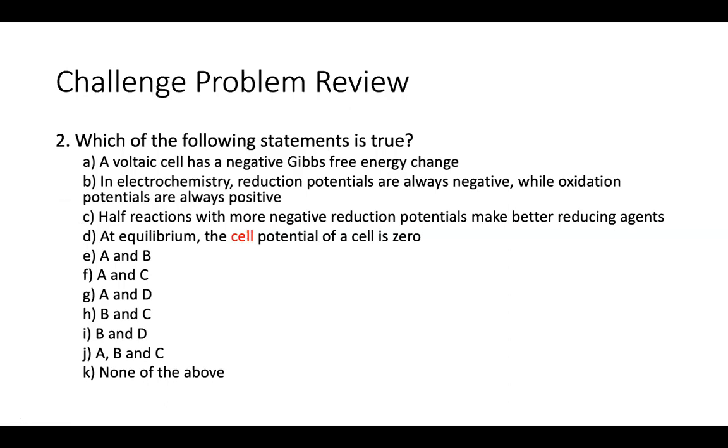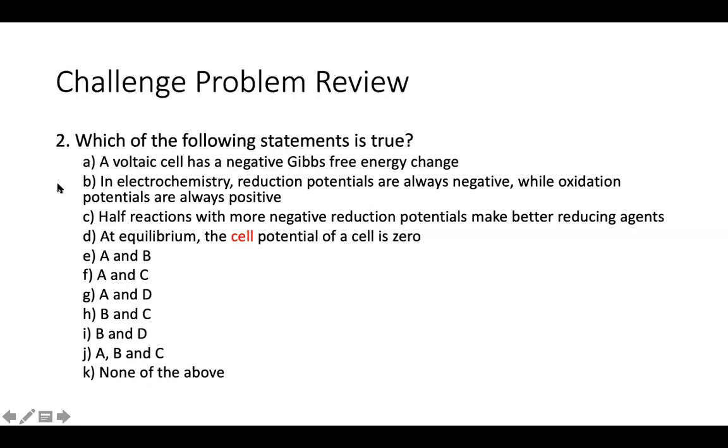Looking at A: a voltaic cell has a negative Gibbs free energy change. Remember that a voltaic cell is an electrochemical cell that's spontaneous, so it has a positive E value. If we know that cell is spontaneous, what would the Gibbs free energy change have to be? A spontaneous change is associated with a negative delta G value. So a voltaic or galvanic cell, our spontaneous electrochemical cells, will always have a negative delta G value. So statement A would have been correct.